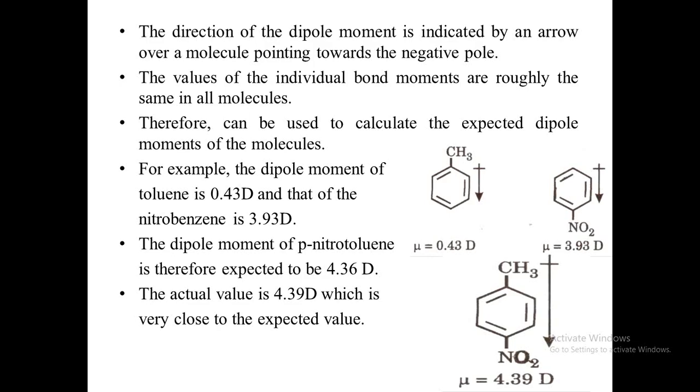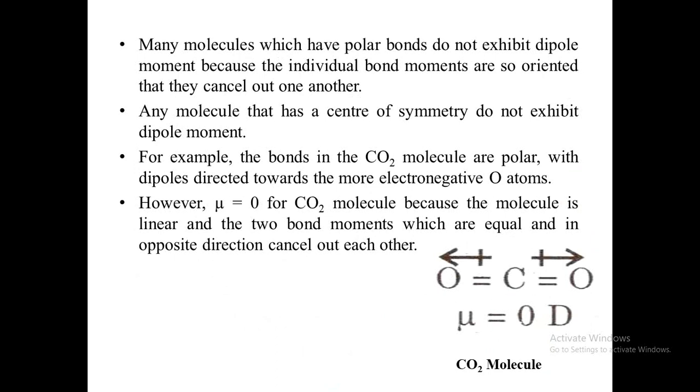The next point: many molecules that have polar bonds do not exhibit a dipole moment because their individual bond moments are so oriented that they cancel the effect of each other. You can see the example of carbon dioxide. If you take one bond of carbon with oxygen, it's a polar bond because oxygen is more electronegative, and on the other side oxygen is also electronegative, but they are equal in force and attracting in opposite directions. That's why these vector values cancel out the effect of each other, and the overall dipole moment for the molecule of carbon dioxide will be observed as 0.